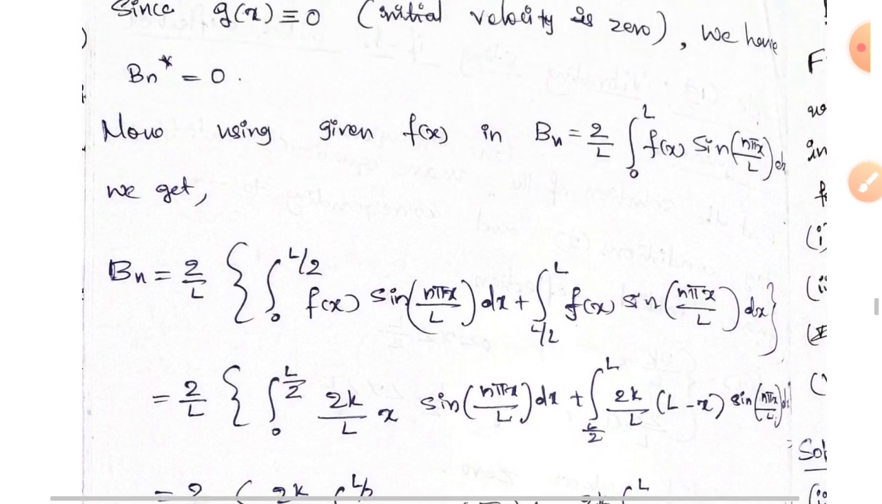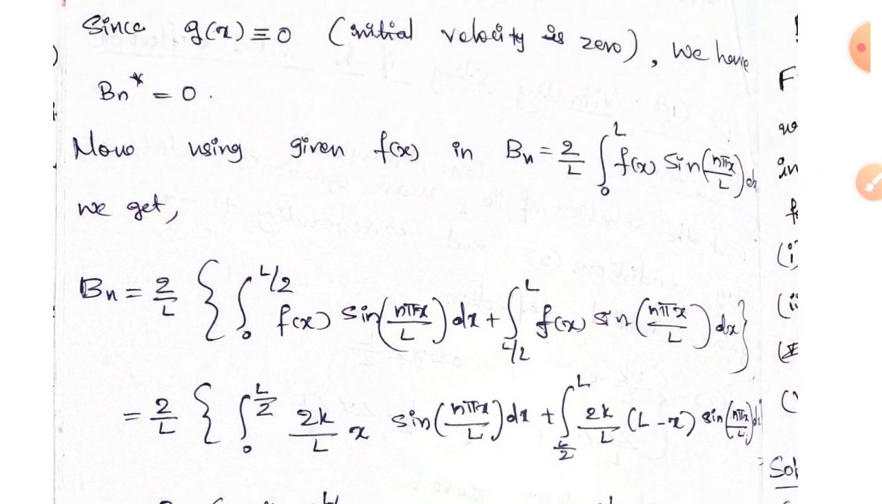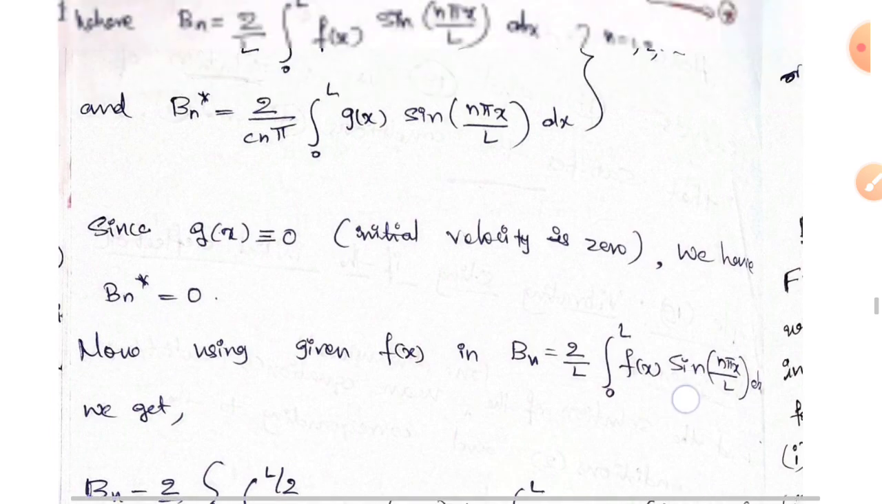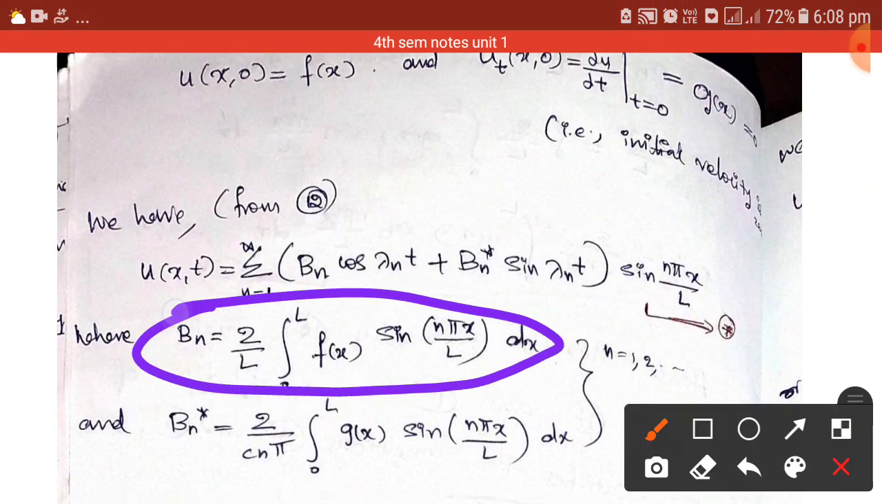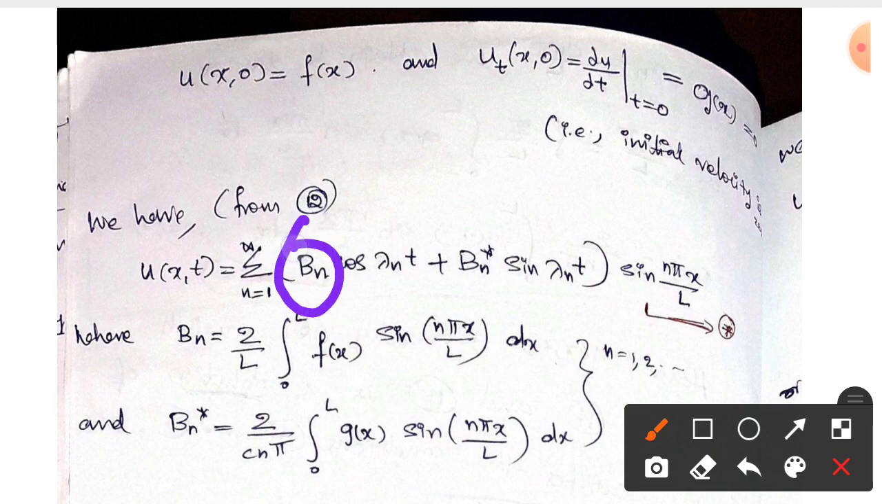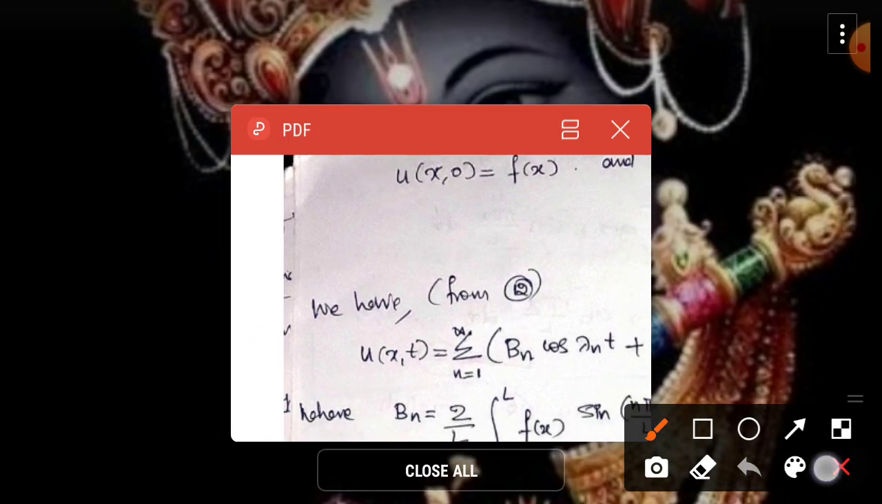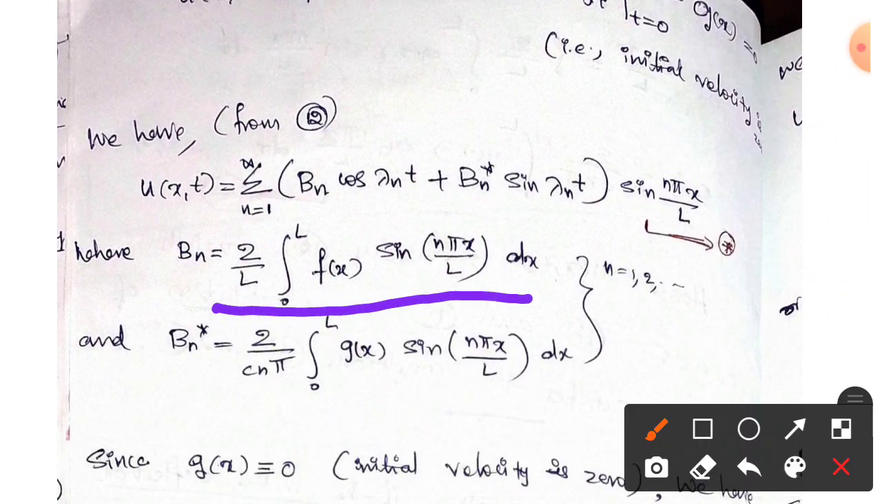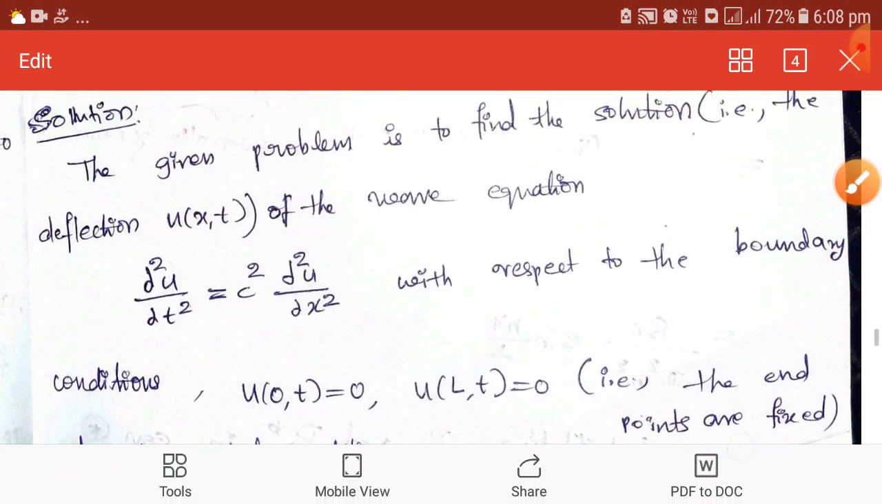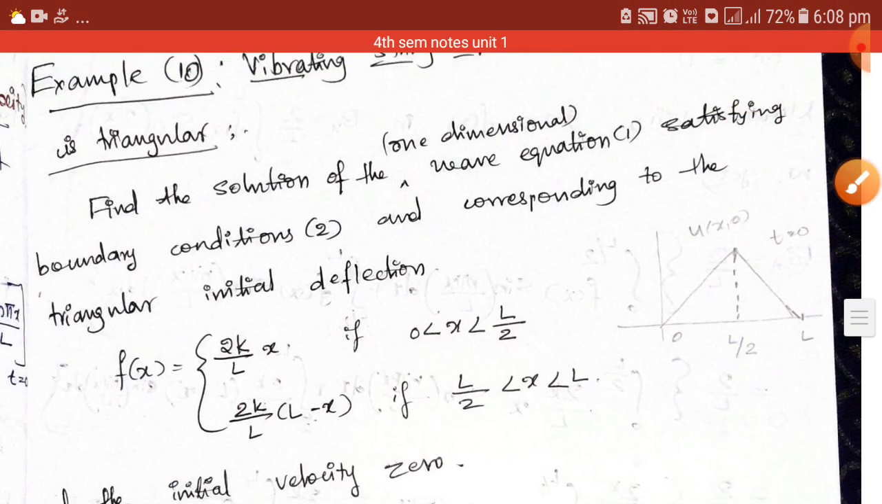Now we have to find Bn, so that we can substitute it in this equation. So first of all we are finding Bn. What is the formula for Bn? Bn is given by 2 by L into integration 0 to L f of x into sin n pi x by L dx.